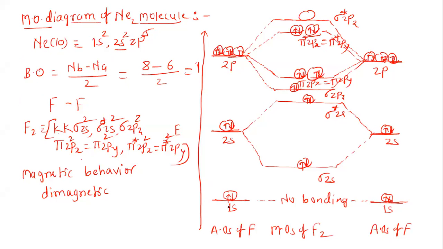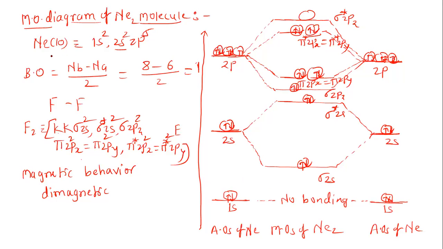Okay, so right here are the atomic orbitals of neon, the molecular orbitals of the Ne2 molecule, and the atomic orbitals of neon here. As with the fluorine molecule, we are going to draw the diagram.